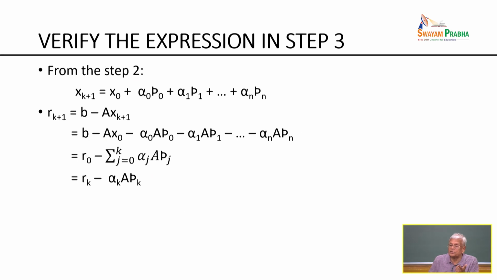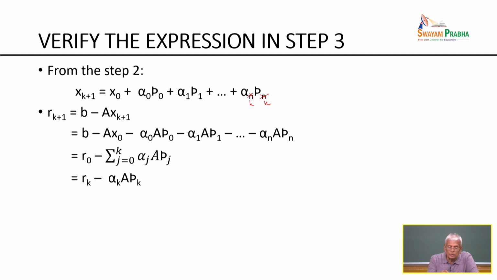Verify the expression in step 3. So, the x k plus 1 is going to be equal to x k plus alpha k p k, this is at step k.